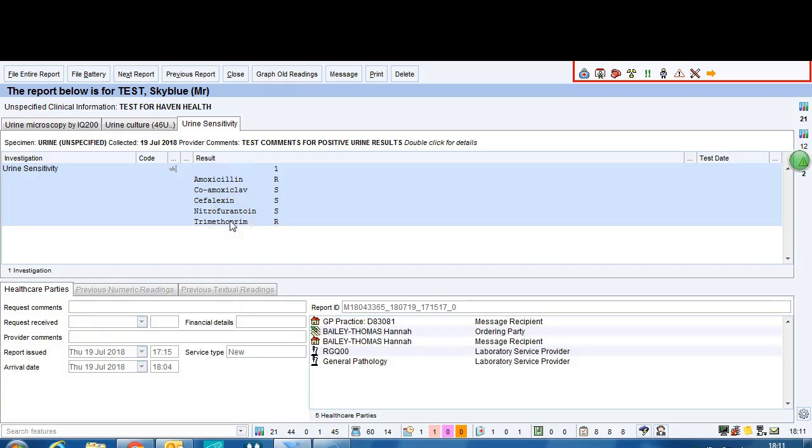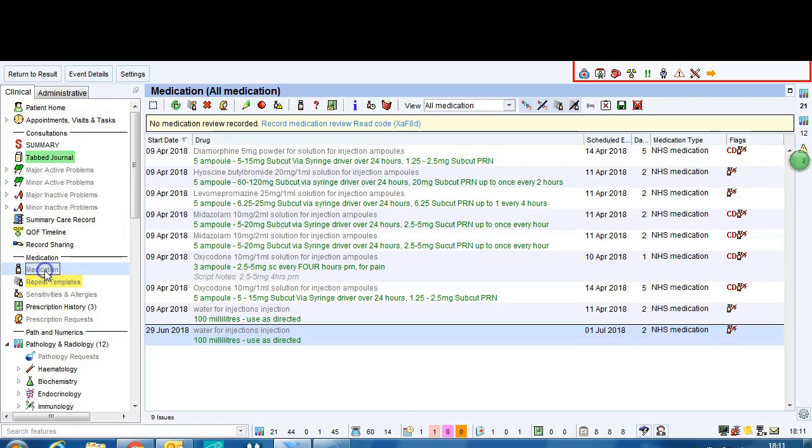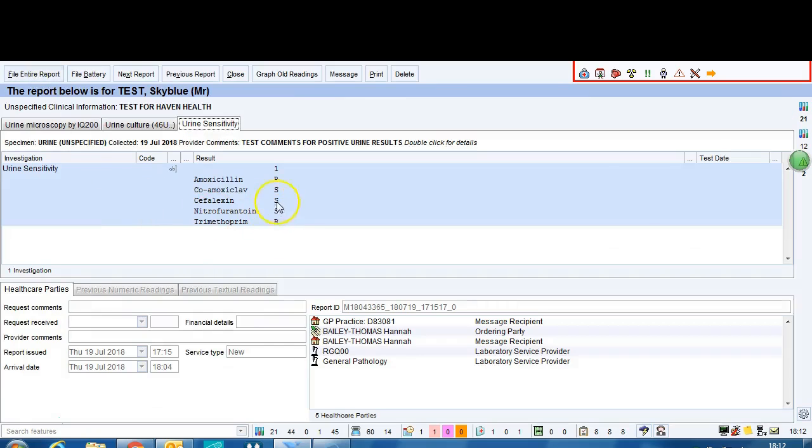Now, for urines, if you want to go to the next level, and this is advanced stuff, you can go into the patient's notes, go into medication, and see if they've been prescribed an antibiotic. If they've been prescribed an antibiotic, which is an S on here, in the last few days, that means they've been given treatment for this infection empirically without the results, and they're on the correct antibiotic.